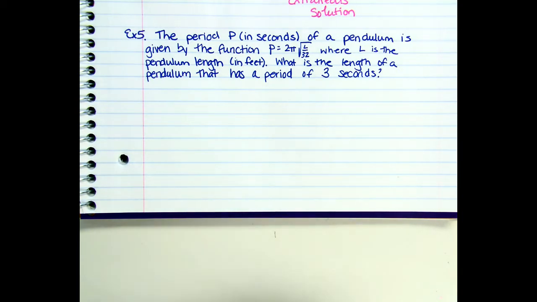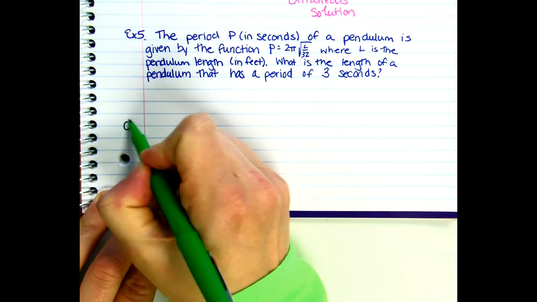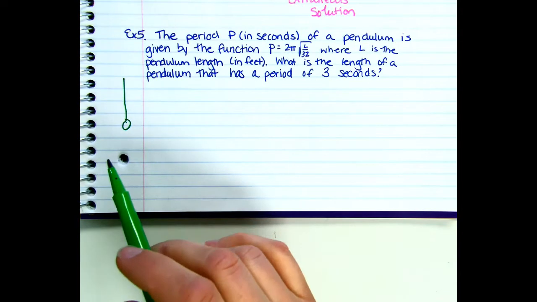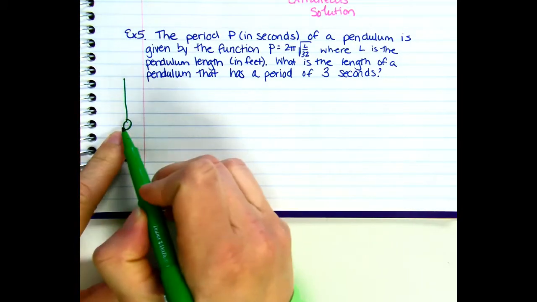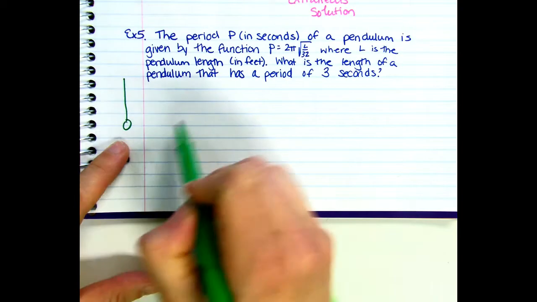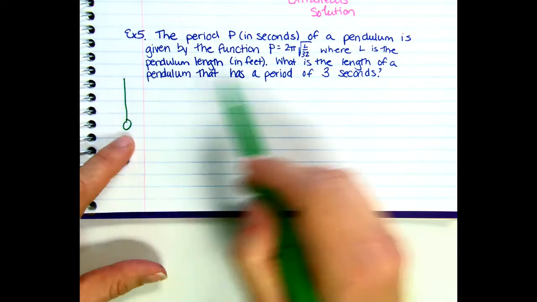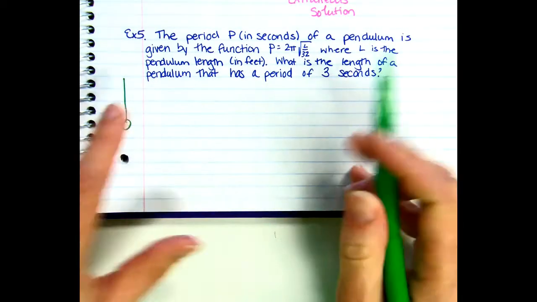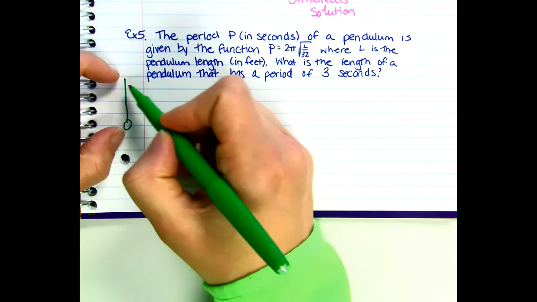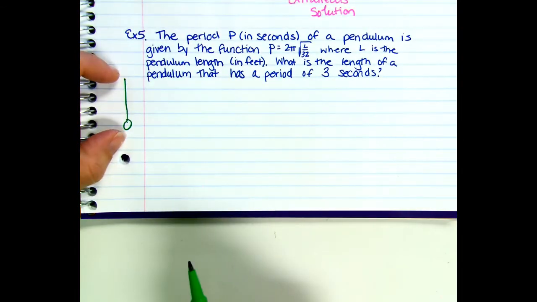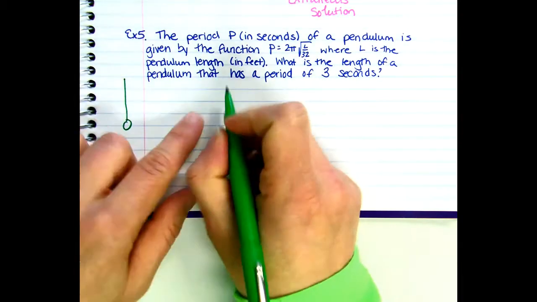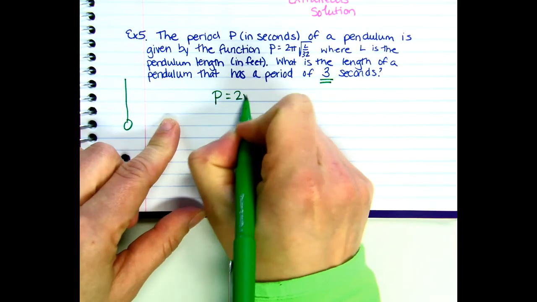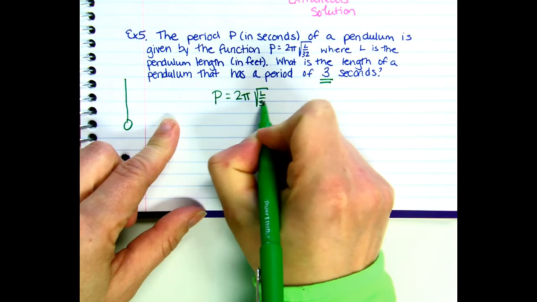So in this situation, we have a pendulum, so it's like something on a string. And as your book tells you in the study tip, the period is the amount of time it takes for a pendulum to swing back and forth. So it takes 3 seconds for it to go up and back. What we want to know is how long this string is if we want that period to be 3 seconds long. So we're going to put in 3 for P into this formula that they gave us.